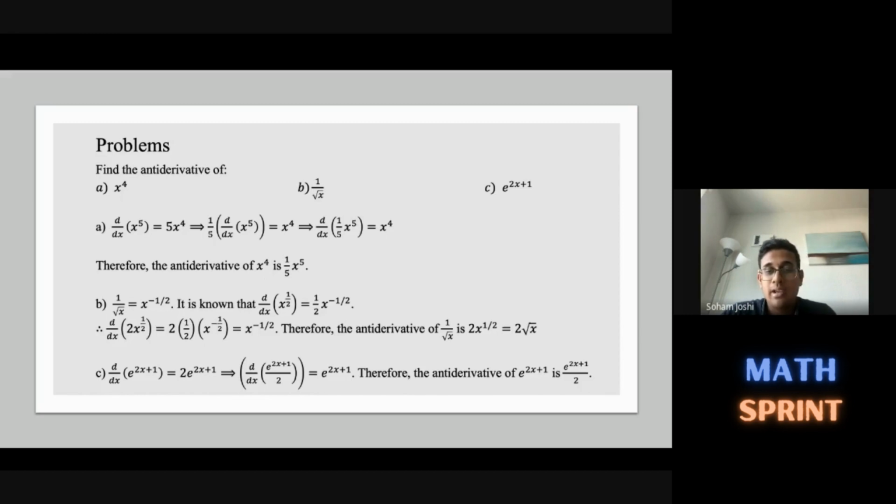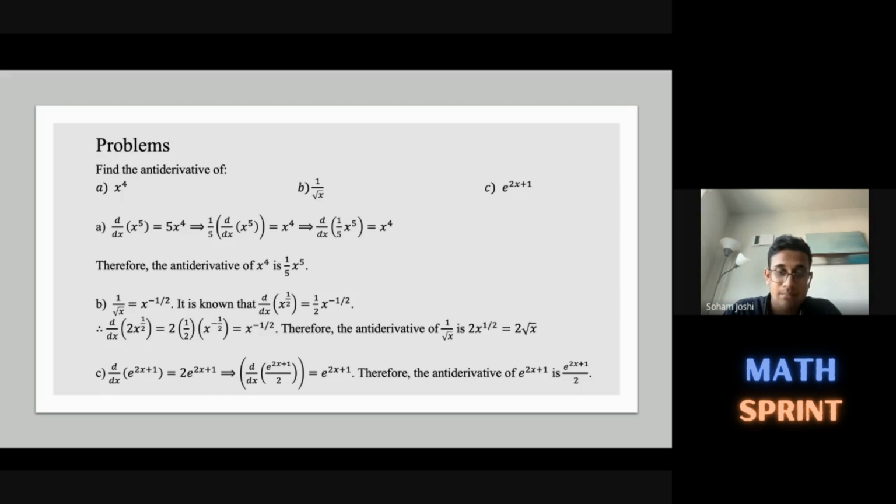So the algebraic way is to first consider the derivative of root x, which is half times x to the power of minus 1 by 2. Multiply the left-hand side and the right-hand side of the equation by 2, and we get the derivative of 2 root x as x to the power of minus 1 by 2.